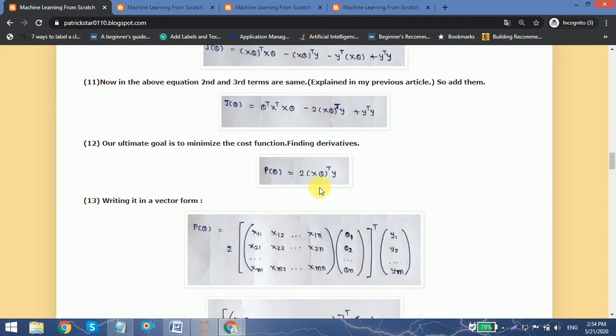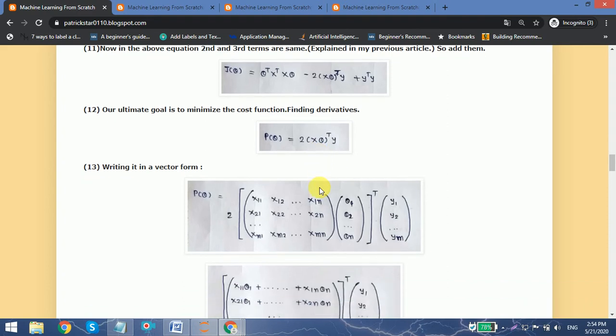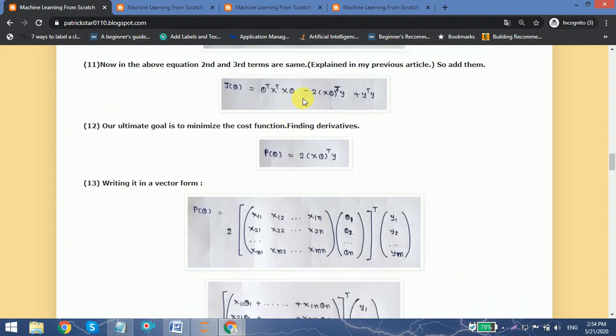Okay, so now our ultimate goal is to minimize the cost function. So we are going to find the derivatives and set the value equal to 0, so it will give us the minimum value, or ultimately the minimum cost. Okay, so first we are going to find the derivative of this second, then we are going to find the derivative of this first function, and then this last function.